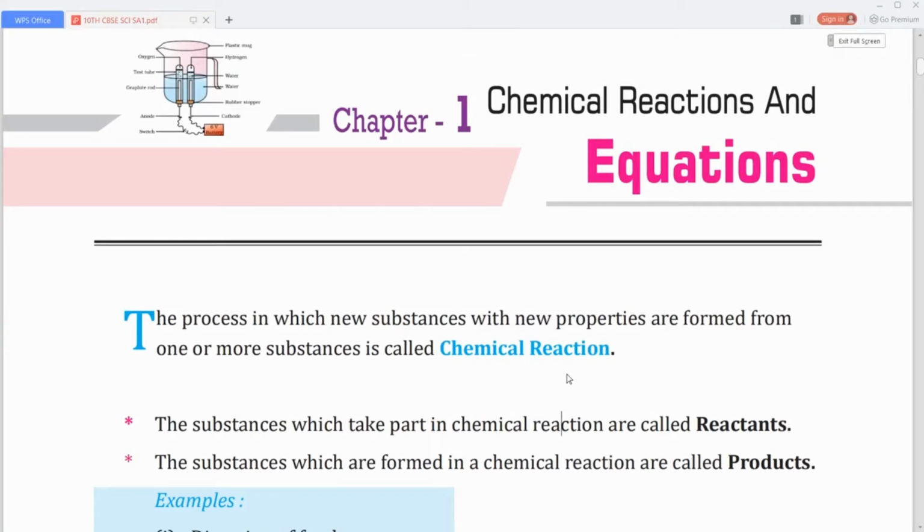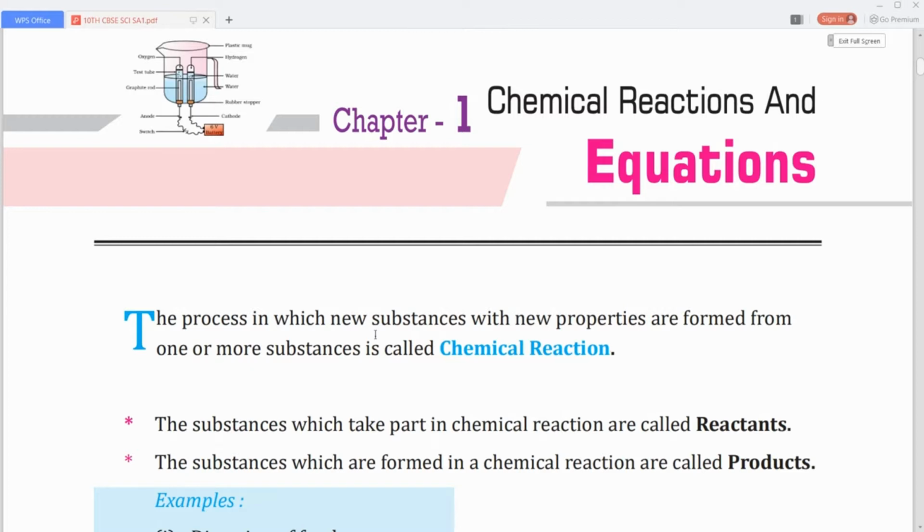We have started now science, that is chapter 1, chemical reaction and equation. So two important words, that is chemical reaction and equation. Before we start this chemical reaction, we have to understand the definition. The definition is: the process in which new substances with new properties are formed from one or more substances is called chemical reaction.